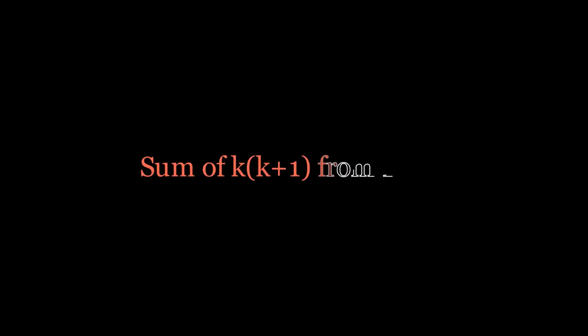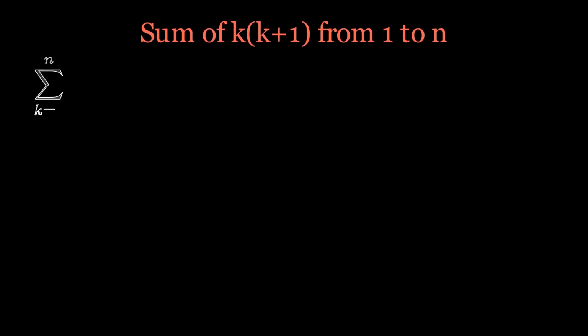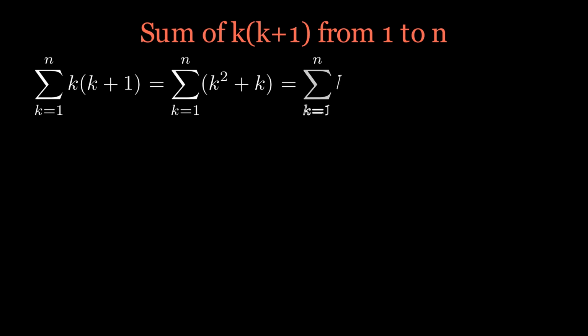In this video, we will evaluate the sum of k times k plus 1, from k equals 1 to n. We start with the expression, the sum from k equals 1 to n, of k times k plus 1. Expanding the product inside the sum, we get k squared plus k. We can now split this sum into two separate summations, one for k squared and one for k.